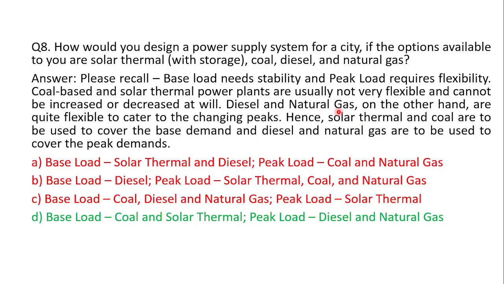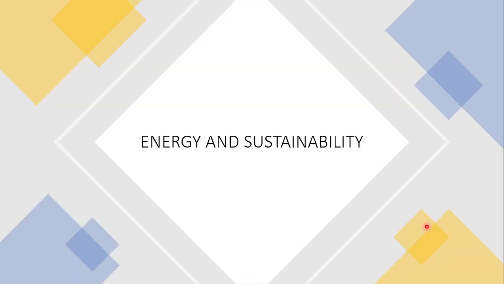If you have a diesel generator at your place, you will know that you can just turn it on and off very easily, or you can just bring it to a higher level and lower level. It's pretty easy to manage that. Same goes for a natural gas turbine power plant. So solar thermal and coal are to be used to cover the base demand, and diesel and natural gas for the peak. So this is the answer. Base load is coal and solar thermal, peak load is diesel and natural gas.